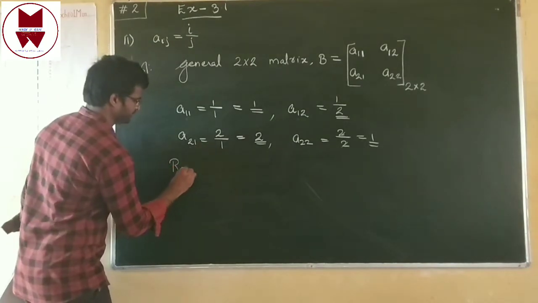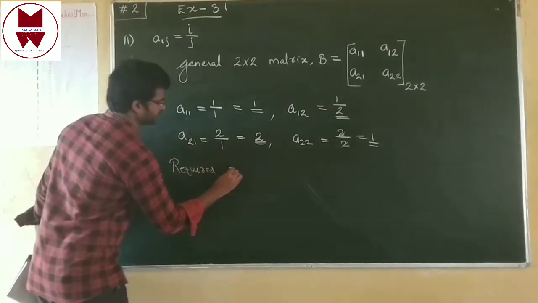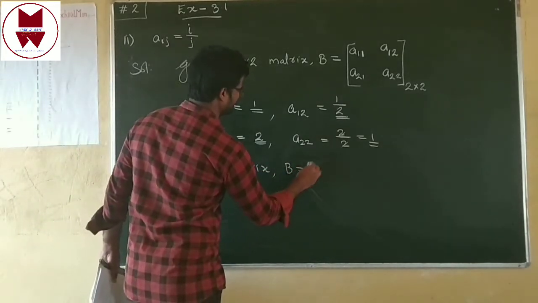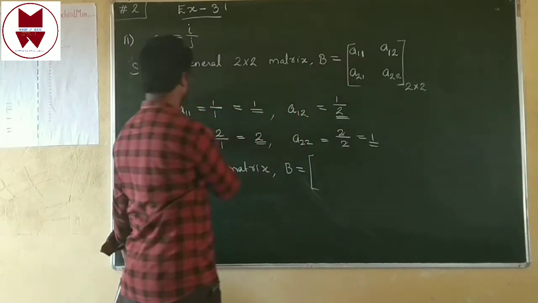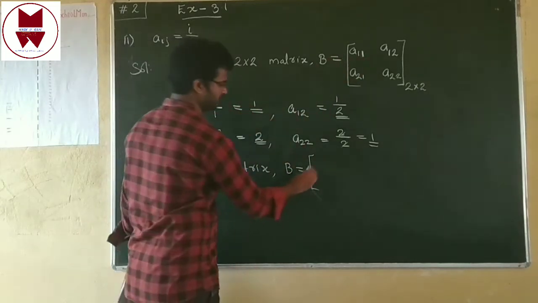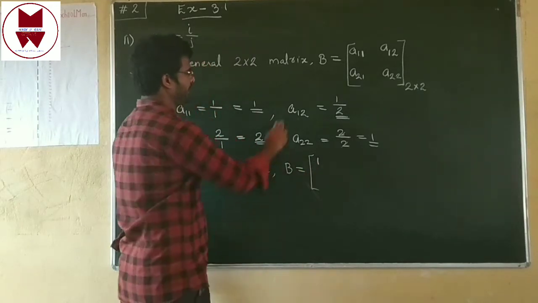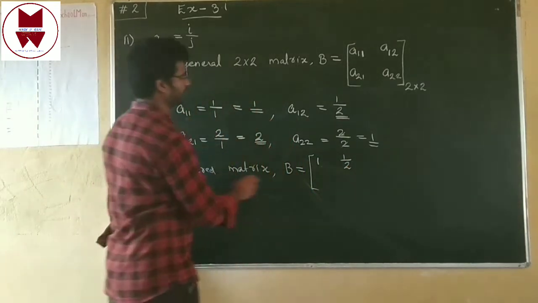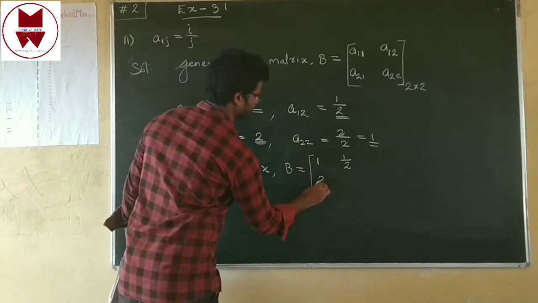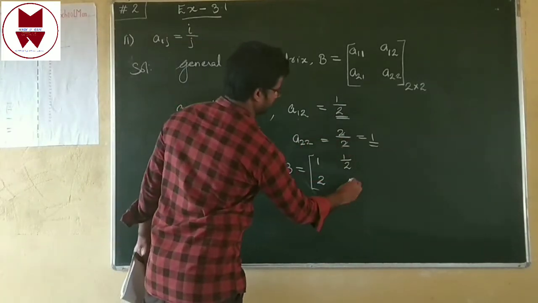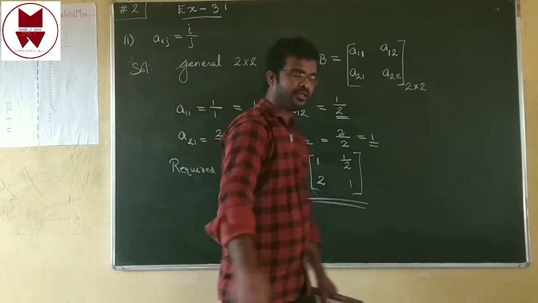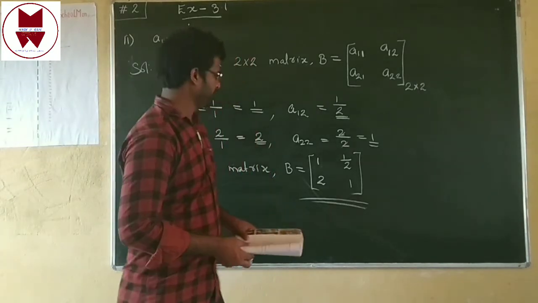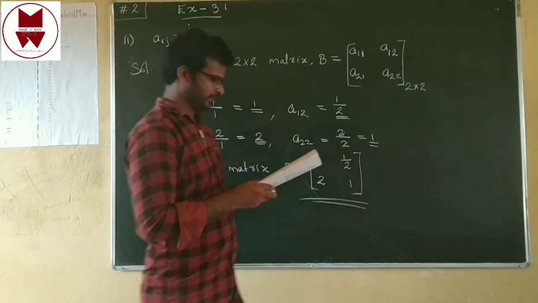Then the required matrix. B equals, we already wrote A11. What is A11? A11 means 1. Then A12 is 1 by 2. Then A21, here A21 is 2. Then A22 is 1. This is our required matrix. I think it is clear and easy, isn't it? Then we can move to the next question, Roman number 3.